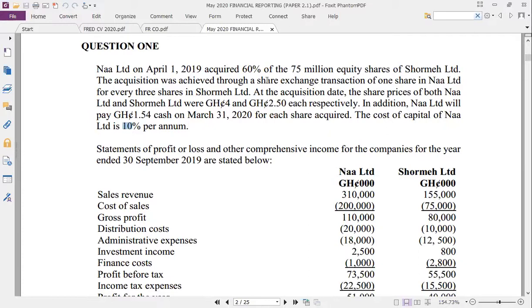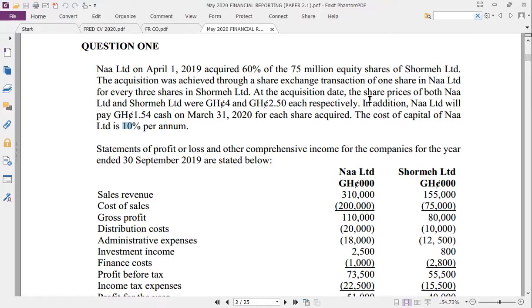The acquisition was achieved through a share exchange of one share in NA Limited for every three shares in Showman. At acquisition, the share prices of NA Limited and Showman Limited were 4 and 2.5. Now I'll explain this one too. If you see the share price of the subsidiary, it means that the fair value of any share will not be given to you. You have to calculate it yourself.